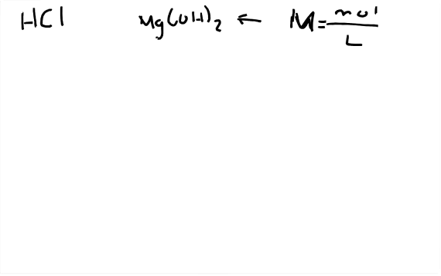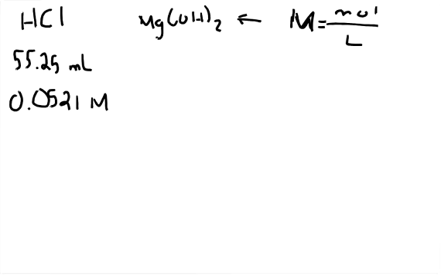Now for hydrochloric acid, they give us, let's use easy numbers, 55.25 milliliters, and they tell us it's 0.0521 molarity. For magnesium hydroxide, all they tell us is that it has a volume of 215 milliliters. And they want us to find, once again, the concentration.